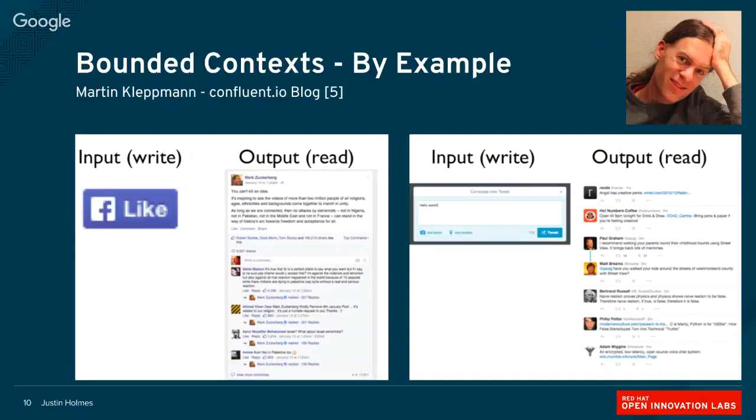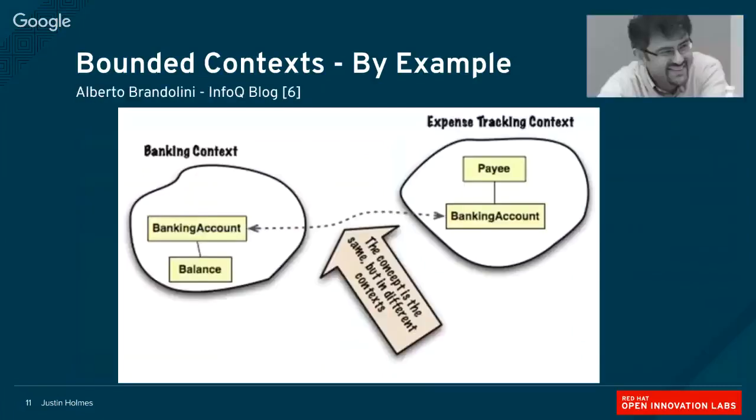And this is essentially the idea of a bounded context. So to give you another view of it, I'm linking here to an article that Alberto Brandolini wrote. This is a banking example, but it's the same idea. Here we've got a bank account. It exists in two different contexts, one in an expense tracking context and one in a banking context.